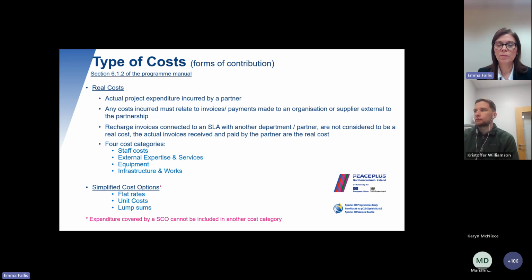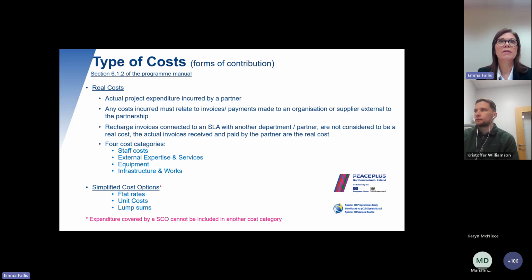In some instances, we're aware that projects might have entered into service level agreements with either partners or other departments within their organisation. If that's the case, the recharge invoice isn't regarded as a real cost. The real cost is the actual invoices that have been received and paid by the partner.